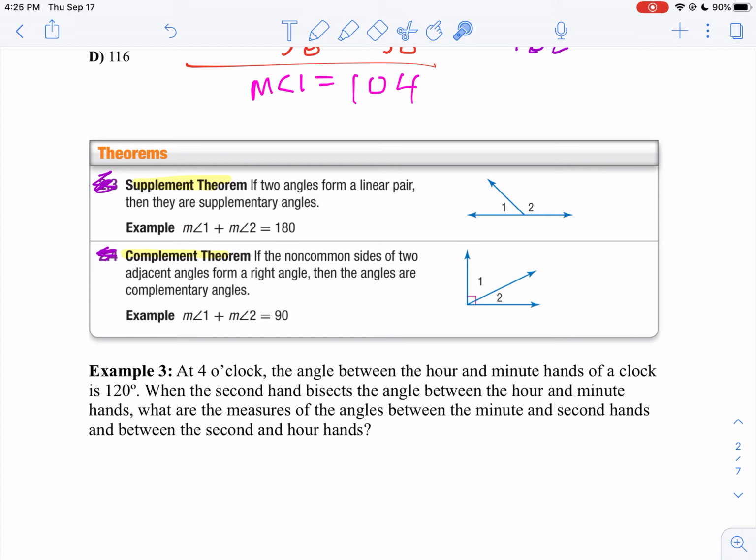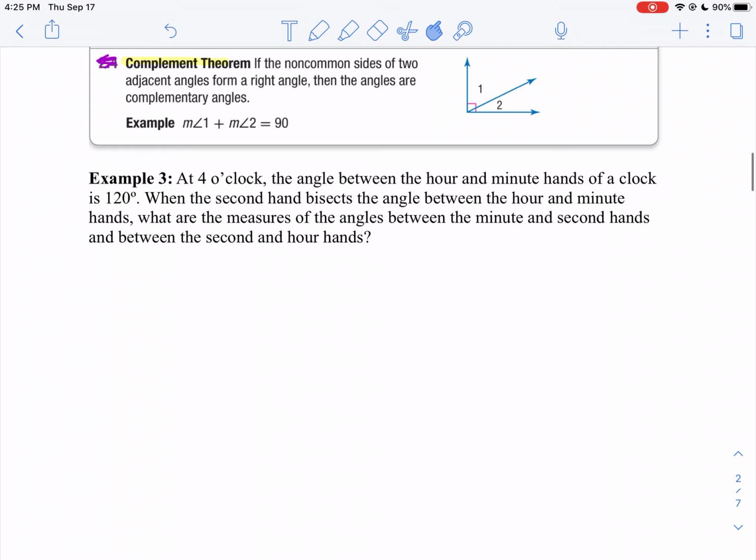Let's apply that to example 3. It says at 4 o'clock, the angle between the hour and the minute hand of a clock is 120 degrees. When the second hand bisects the angle between the hour and the minute hand, what are the measures of the angles between the minute hand and the second hand and between the second hand and the hour hand?